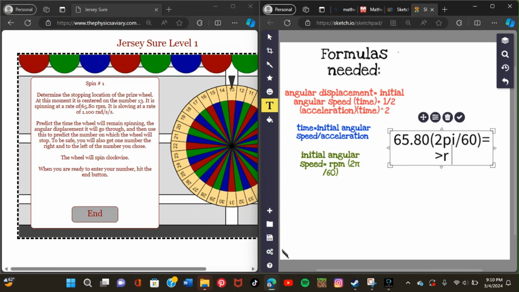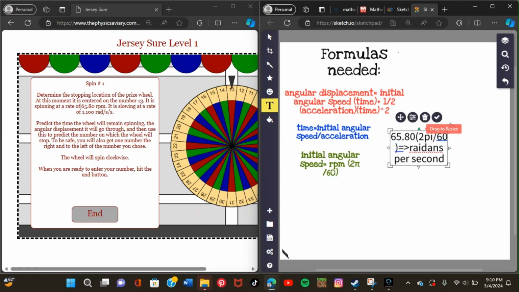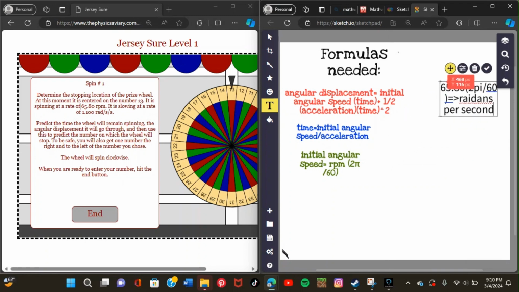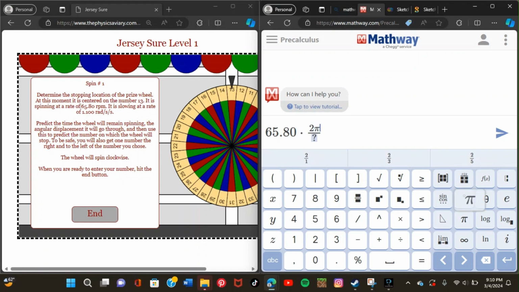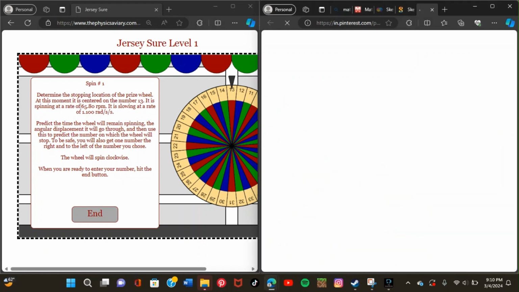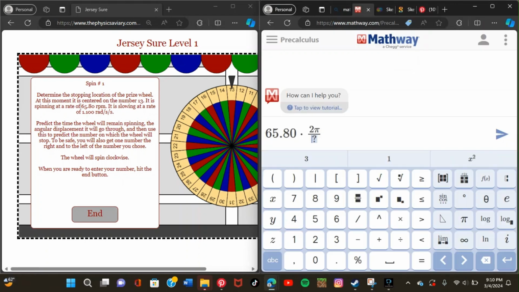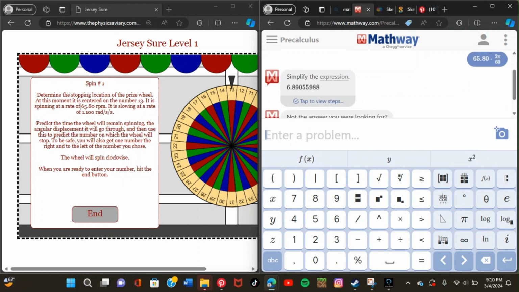Per second. Yeah, that's how you would find it. Okay, so it's 65.80 times 2 pi over 60 seconds. So 6.89. I'm just gonna put 6.89.